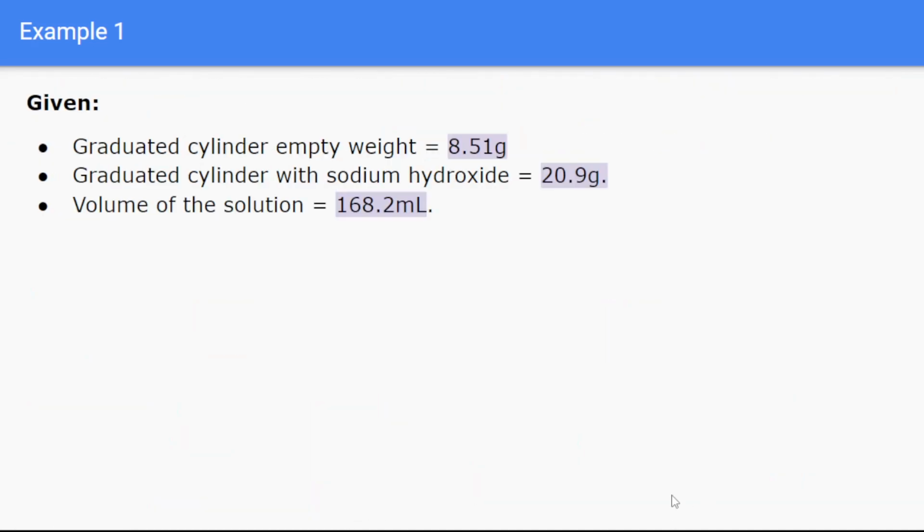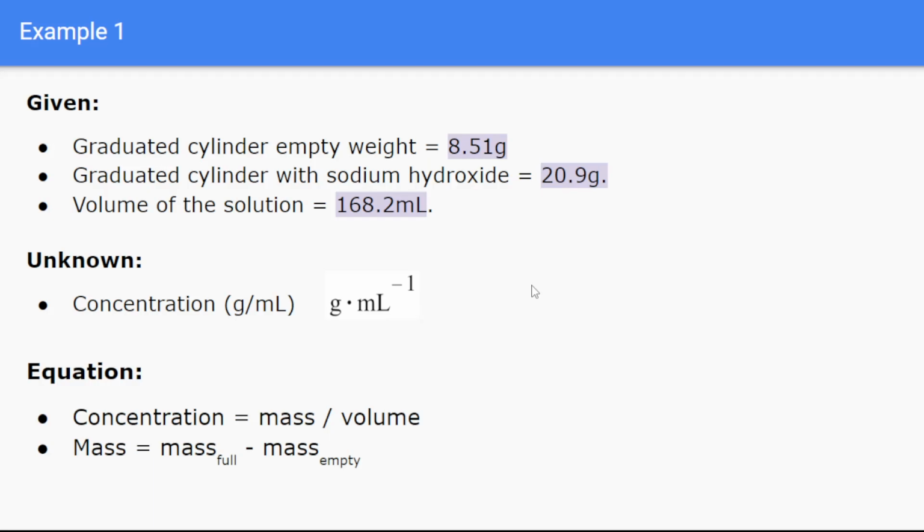And so to solve this problem, we look at what's given, which is first the mass of the empty graduated cylinder, the mass of the graduated cylinder with the solution in it, and then the volume of the solution measured in the graduated cylinder. We're calculating concentration, which is grams per milliliter, or also expressed as grams times milliliters to the negative first power. Our equation for concentration is mass divided by volume.